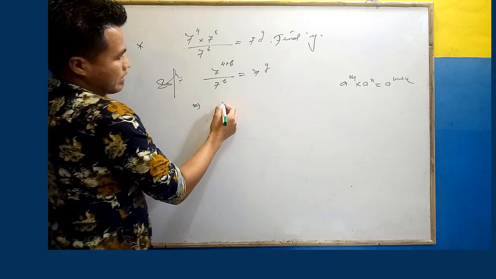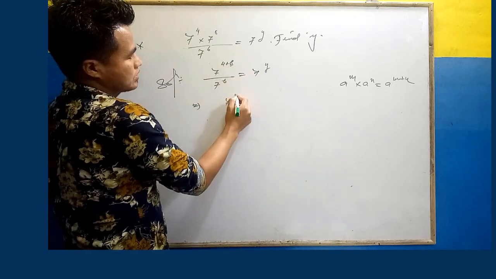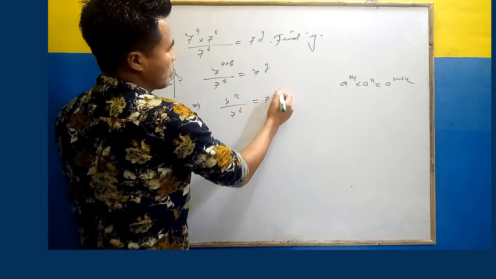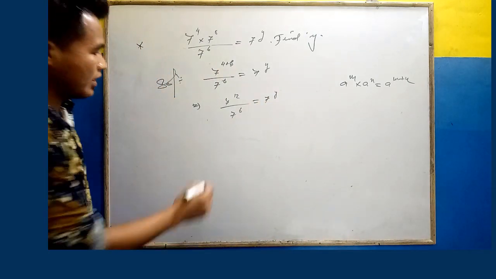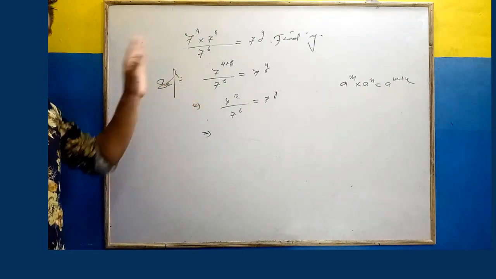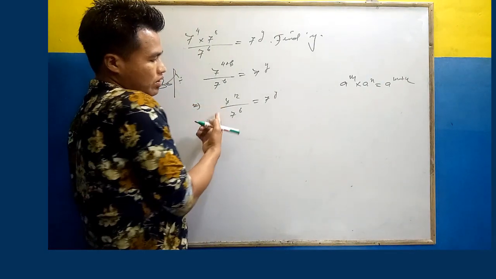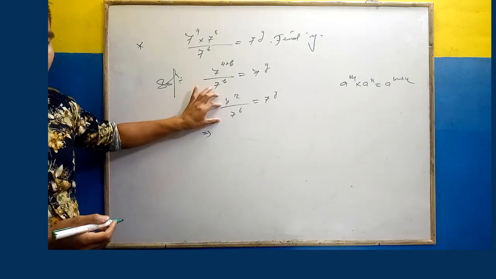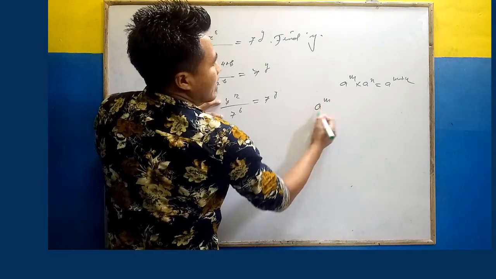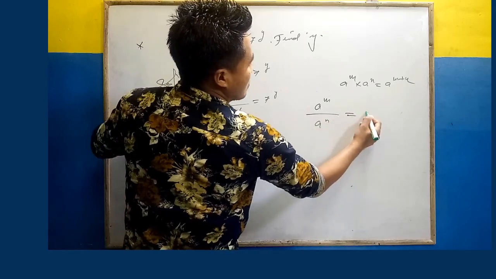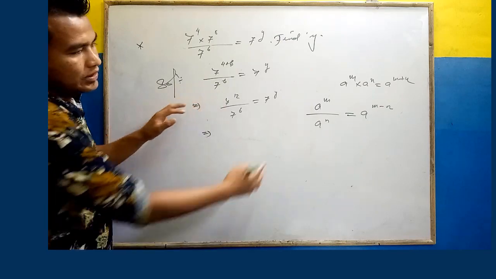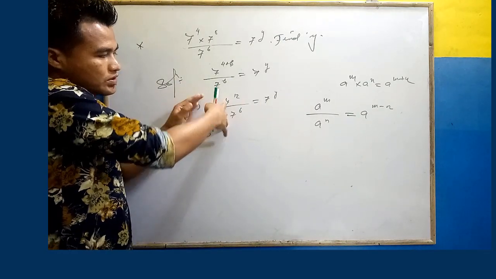So it implies that this can be written as 7 to the power 12 divided by 7 to the power 6, which is equal to 7 to the power y. I hope you understand. Now, what law can I apply here again in the left hand side of this equation? We have the law a to the power m divided by a to the power n is equal to a to the power m minus n, isn't it? So we apply this law on the left hand side.